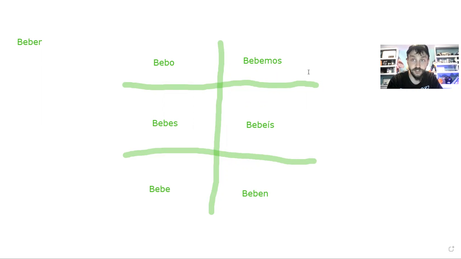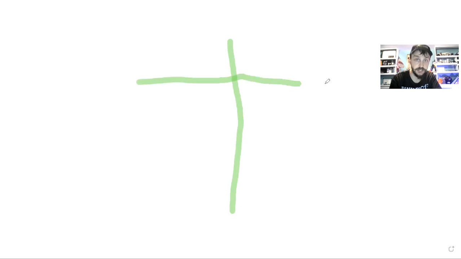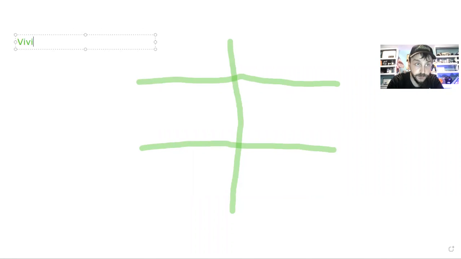But it does get a little trickier. Like when you think of the verb like hacer and tener and vivir. I want to do vivir first. And we're going to keep using the green. We're going to try the verb vivir now, meaning to live.